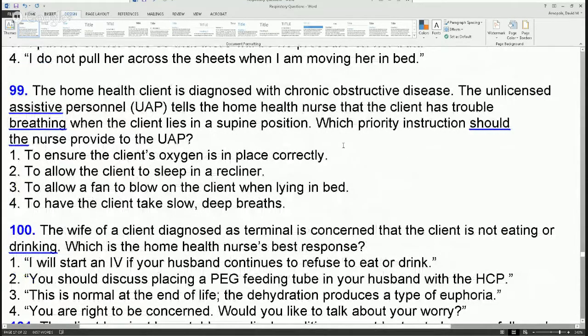The home health client is diagnosed with chronic obstructive disease. The unlicensed assistant tells the home health nurse the client has trouble breathing and the client lies in a supine position. Which priority instruction should the nurse provide to the assistant? Don't lay them in supine position? Yeah, okay. Let's look for the answer then. All right, let's see. Which priority?